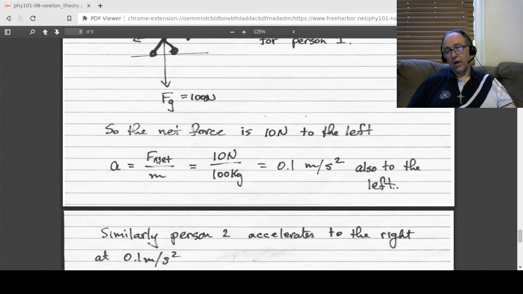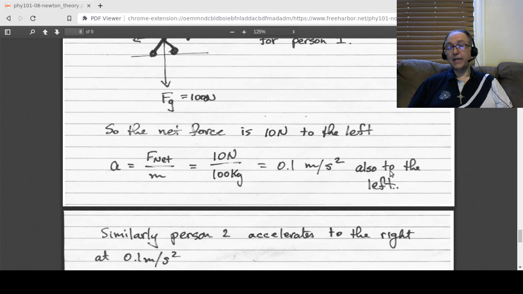Okay, and then you say, well, I want the acceleration. Just do F net divided by m to get the acceleration. F net is 10 newtons. The mass is 100 kilograms. 10 divided by 100 is 0.1 meters per second squared, also to the left. Why? Because Newton's second law says that the acceleration is in the same direction as the net force. So both of them have to be to the left.